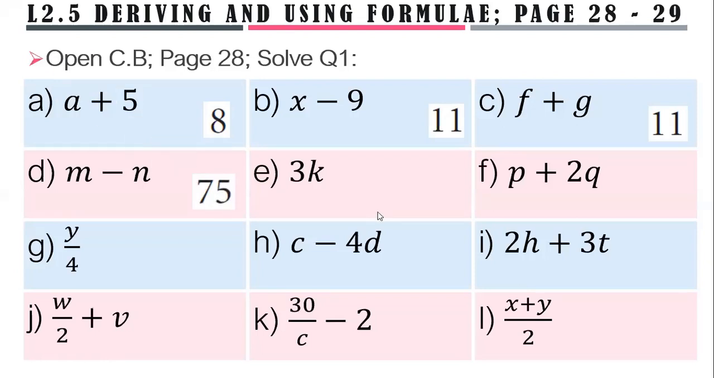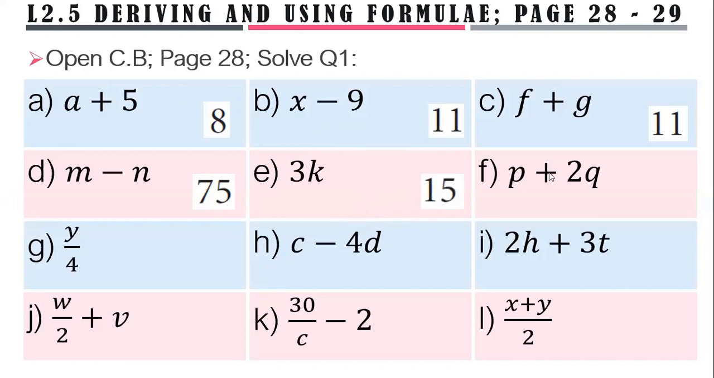Omar. Omar Zaidan, sorry. E, 3k, when k equals 5, I will replace the k with 5. 3 times 5 equals 15. Excellent job. Thank you very much. And as Omar mentioned, there's a multiplication between them.